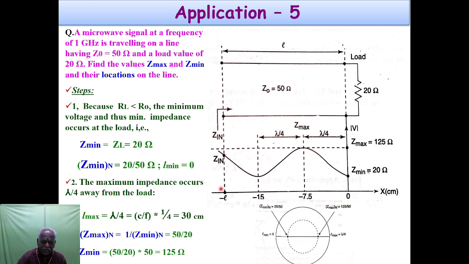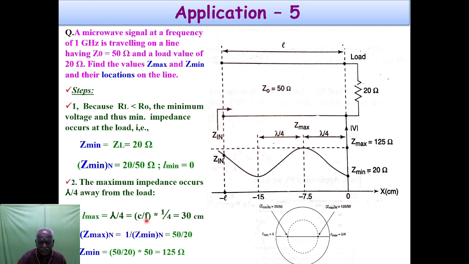The maximum impedance occurs lambda by 4 away from the load. Maximum impedance, again the same concept. So you have to travel a distance of lambda by 4 to get this value. Here, L maximum is equal to lambda by 4.